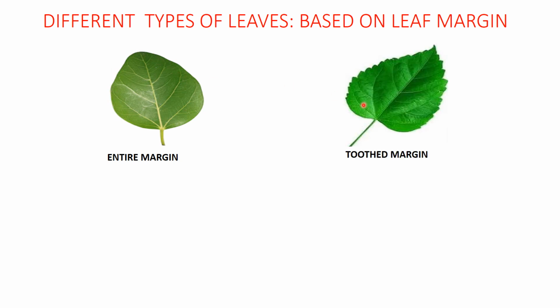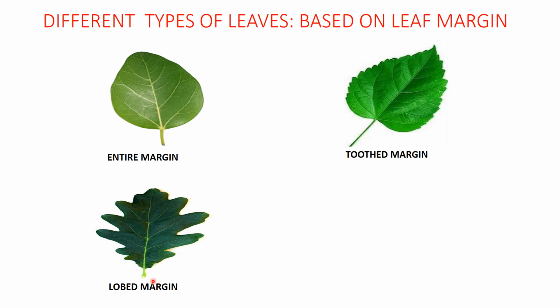Moving next, tooth margin. In plants like China rose or rose, you will see the leaves appear as pointed or dented like structure. These are tooth margin. Next, lobed margin. You can see the outer margin or the outer boundary of the leaves is lobe-like. This type of leaves you will find in the oak tree.